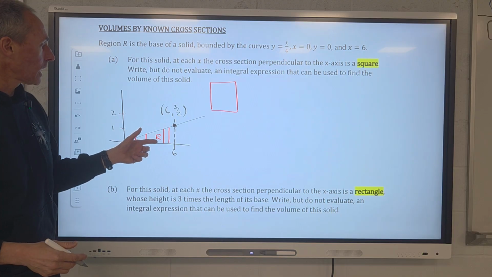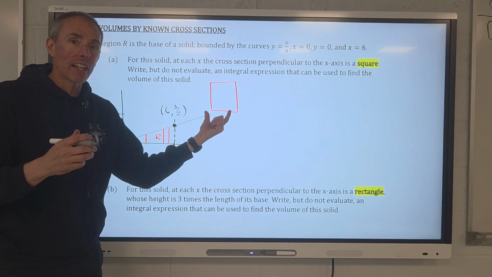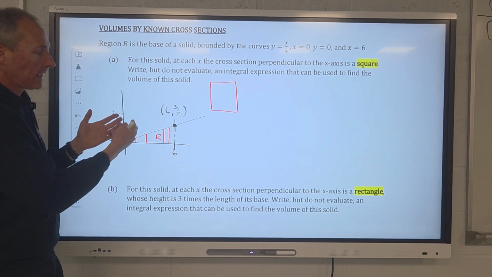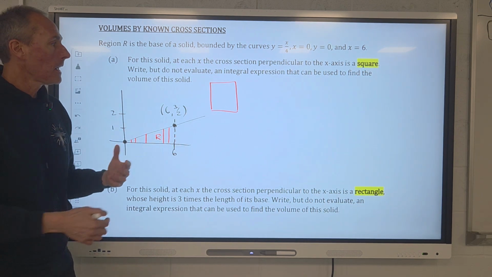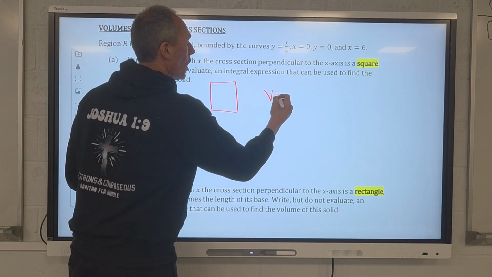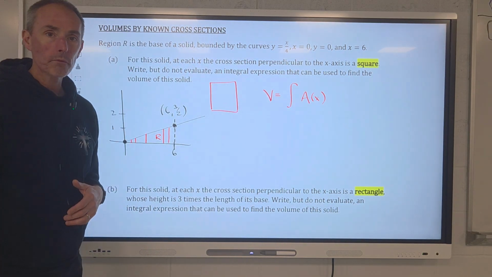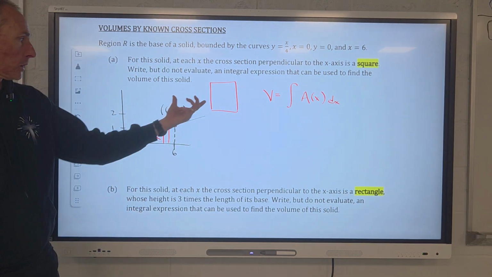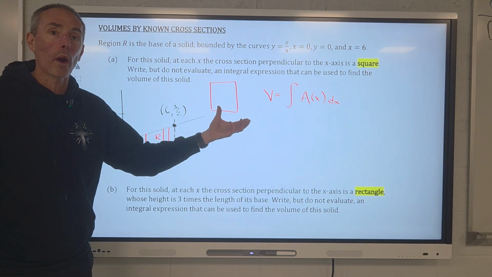So really, when we talk about the square, the size of a side of the square is completely dictated by the curve itself, right? Or in this case, the line. So when we talk about what I do for my setup, the volume with cross sections is always based on some area function. That's really what we need. So it's really based on the shape that we're dealing with. So here we're dealing with a square. The area of a square is just length times width, or side squared, right?